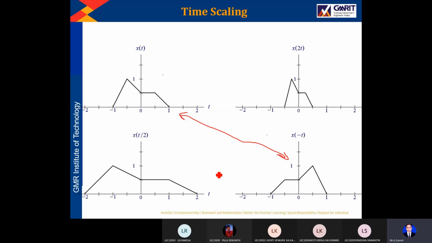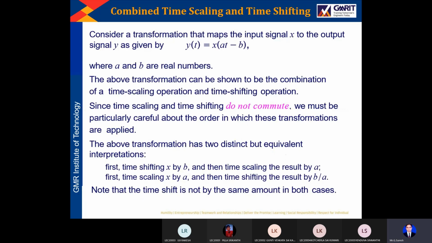So if you know the simple time scaling mapping, obviously you can perform three operations: compression, expansion, and time reversal. Now we look at the case where we require to use time scaling and time shifting on one signal. In some signal processing activity we are supposed to perform shifting as well as scaling of the signal.